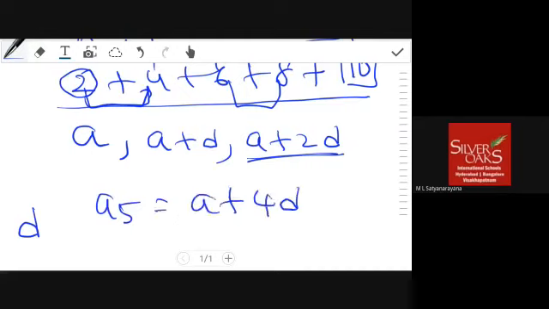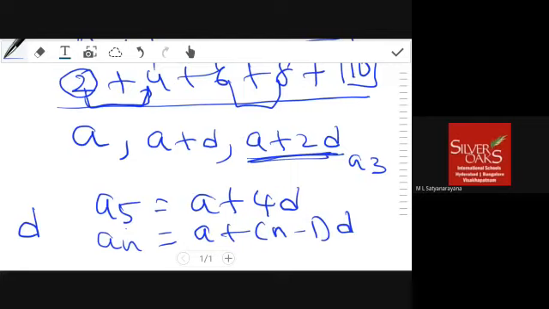Observe very carefully. Third term is a plus 2d. Fifth term is a plus 4d. Similarly, we know this formula: an, that is the nth term, the general term or the last term, will be a plus n minus 1 into d. So these are the basic introduction of sequence and series.